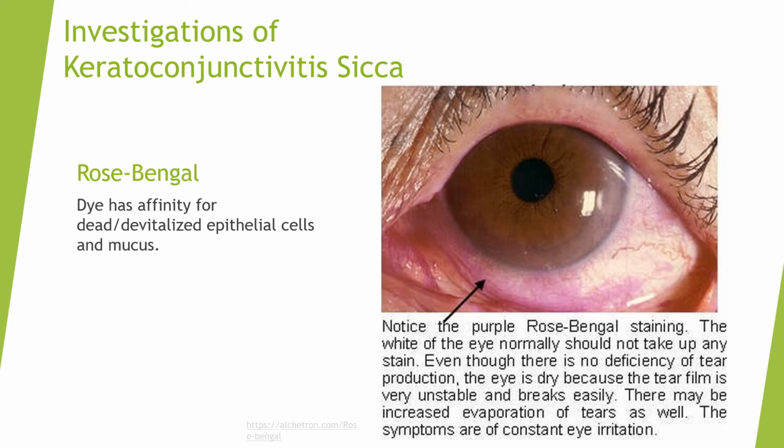We can also try instilling the rose bengal dye onto the eye, and this dye is famous for, ironically, smelling very bad. This dye has an affinity for dead epithelial cells as well as to the mucus. So this is actually a good way to see the extent of the instability of the tear film, and also to see the damage done by the dry eye symptoms.